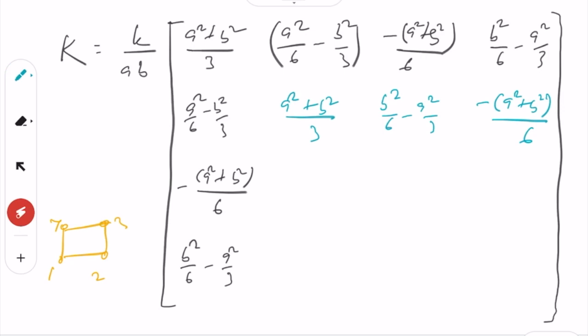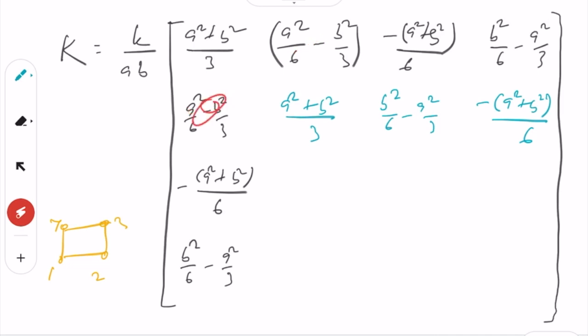So what we are seeing is that the entries in the second row are similar to the first row, but rearranged. So here we are seeing this value, a square minus b square. This one, this value we are looking at here.